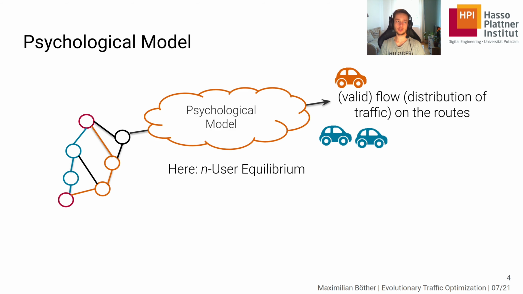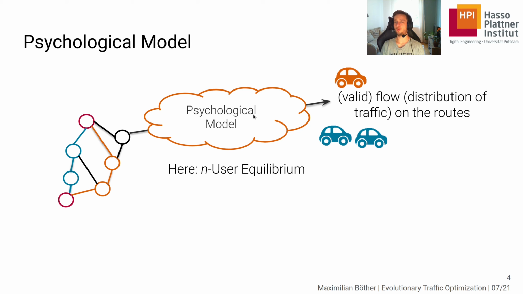But first of all, we need to think about if we actually calculated a set of routes in the multiple routes problem, for example, how do the drivers split up? And in a nutshell, a psychological model does tell us exactly that. So given a set of routes, here these two routes on the graph, we ask the psychological model how the drivers would split up. So here maybe two drivers would use this route and one driver would use this route. And this flow that the psychological model should output should be valid.